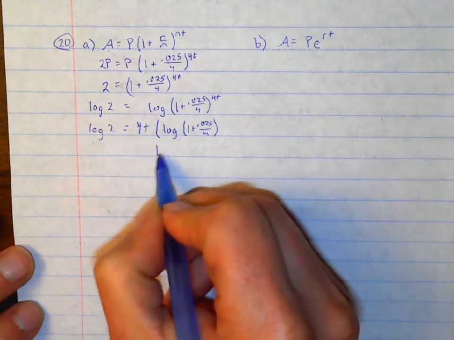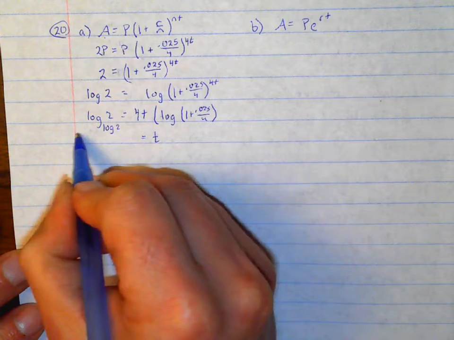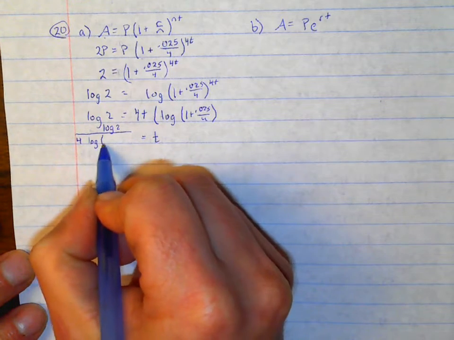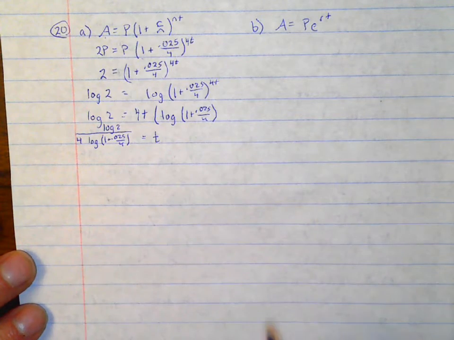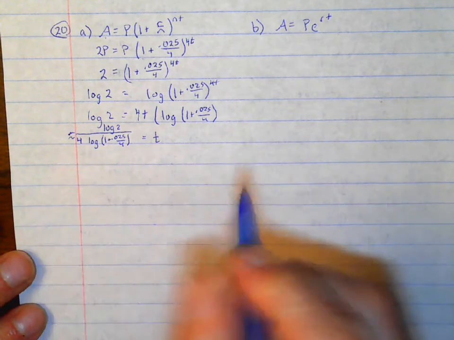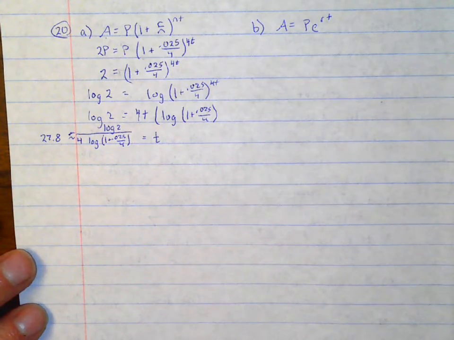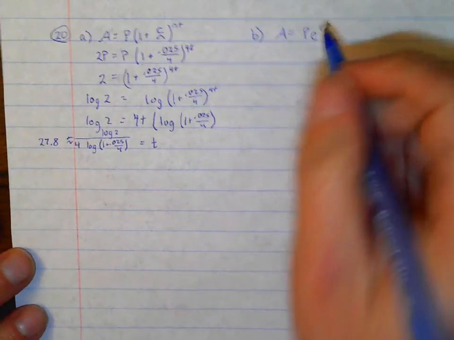And then to get t by itself, divide by these. So I have log of 2 divided by 4 and divide by the log of 1 plus 0.025 over 4. And that comes out to be about 27.8 years. Okay, so at this percent interest, 27.8 years, your money will double.